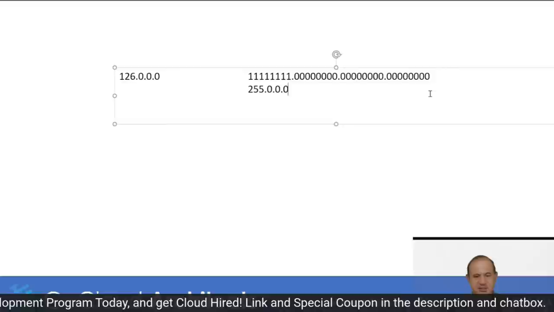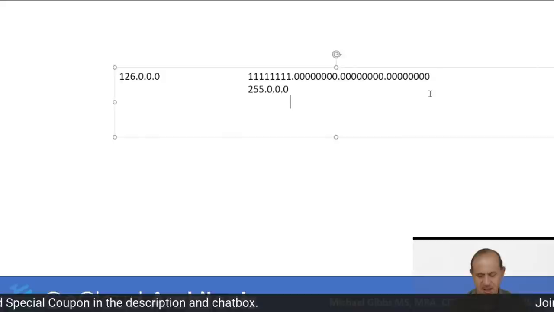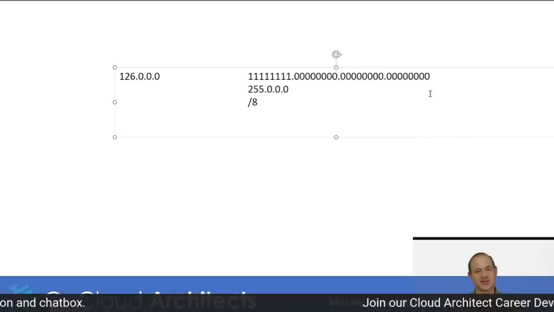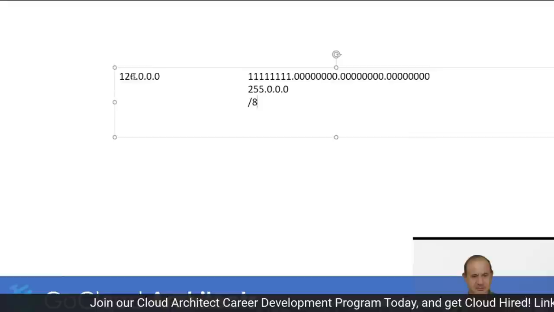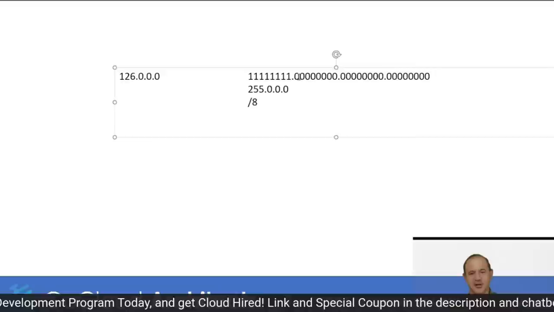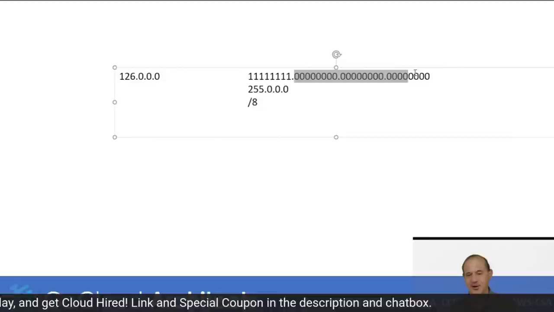255.0.0.0, which is the same notation, or you could see it listed like this, which is going to be /8. It's all the same thing. So why is that? 8 networking bits, 24 host bits. If you want to know how many hosts this subnet can do, does anybody have the ability to figure out how to do this?